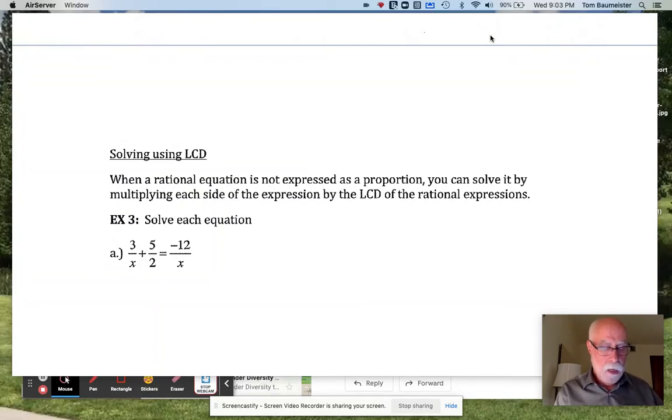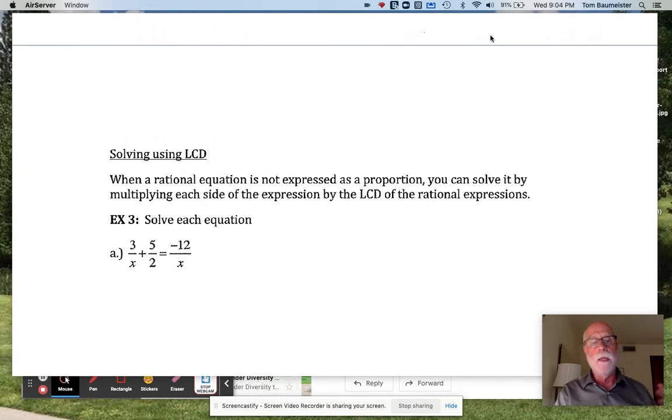Solving using an LCD. So when a rational equation is not expressed as a proportion, you can solve it by multiplying each side of the expression by the LCD of the rational expressions. So remember, on this one here, if I just had the 3x, then I could use my cross products. But since I have a plus or minus sign there, I'm going to have to go ahead and use my LCD.